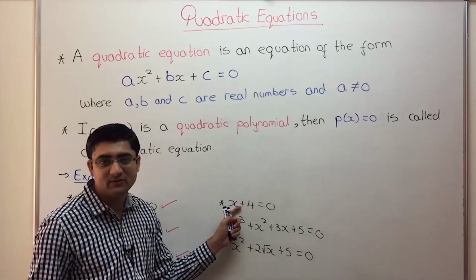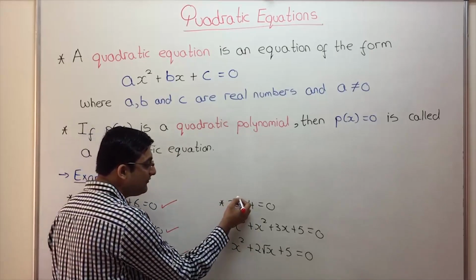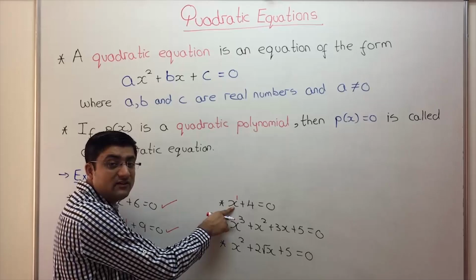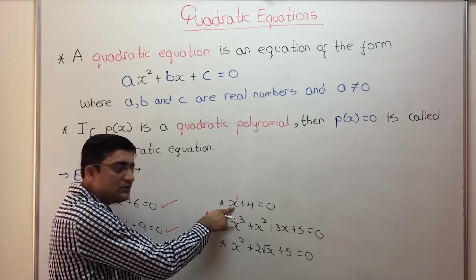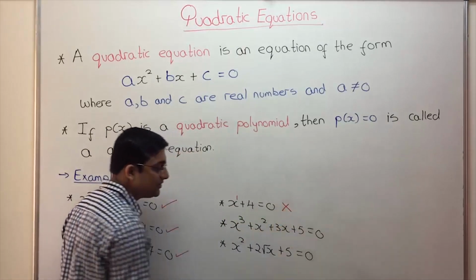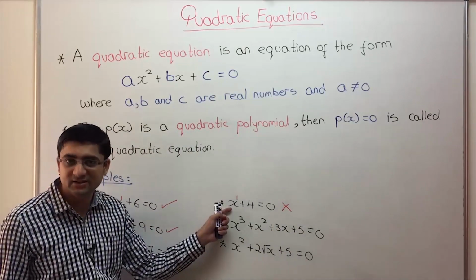Now, what is the highest power of the variable over here? Here, what is the power of x? 1. So the highest power of the variable is 1. Is the highest power 2? No. So this is not a quadratic equation. In fact, this over here is a linear equation.